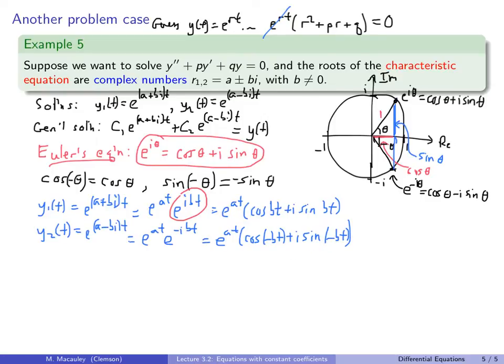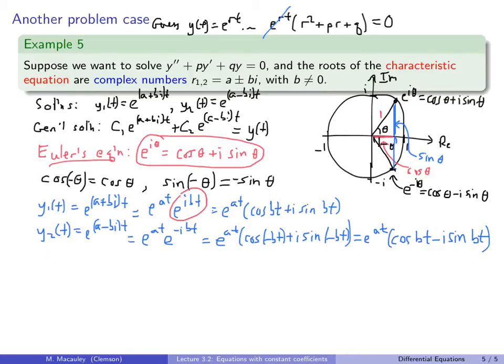In other words, this is e to the at times cosine of bt minus i sine of bt. I don't know why I'm having trouble with my stylus right now. Hopefully it'll get better. Okay, so now we have two solutions, y1 and y2.